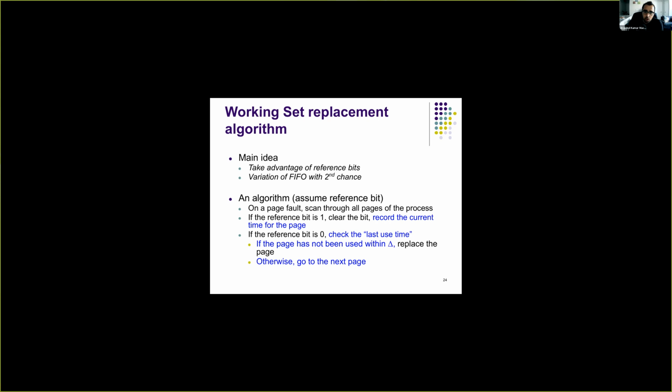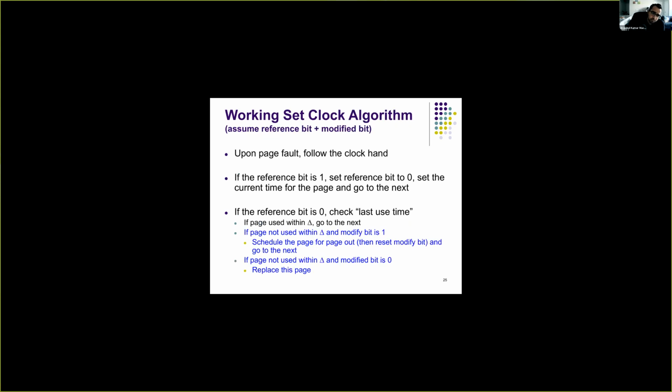So similarly, we can modify our clock algorithm, which takes care of both reference bit and modified bit as shown on the slide. So here everything is the same. However, when the reference bit is 0, we check the last use time, and if the last use time is within delta, we go to the next page. However, when the last use time is not within delta and the modified bit is 1, then we just mark the page for page out and we reset the modified bit and we go to the next page.